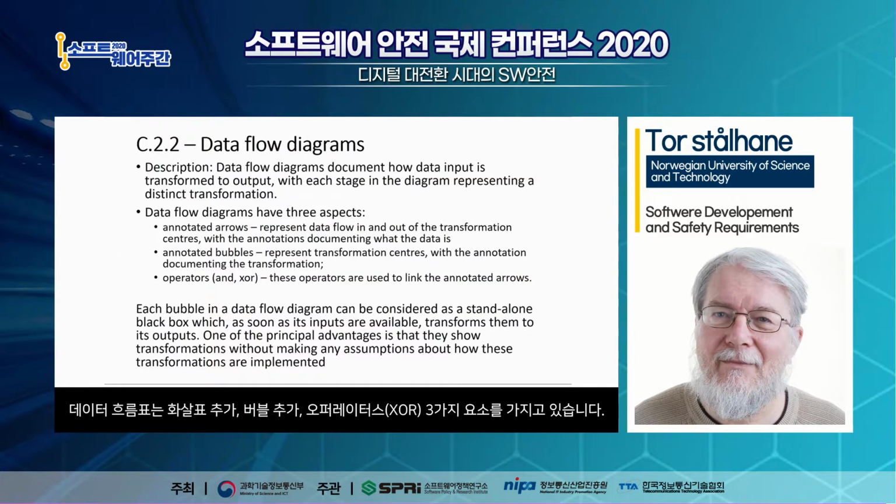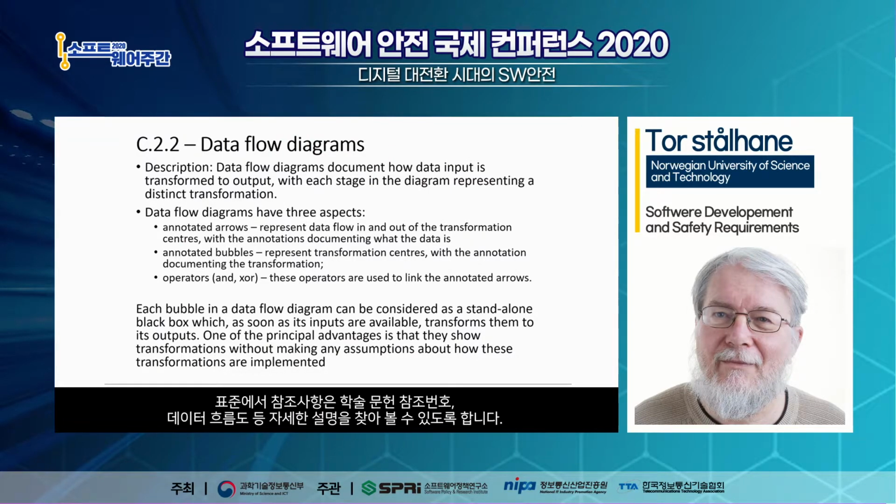So the description found in part 7 is a description of data flow diagrams, which have 3 aspects: annotated arrows, annotated bubbles, and operators, which are mostly AND or XOR or whatever. So each bubble in a data flow diagram can be considered as a standalone black box. And the reference in the standard will also contain references to literature on how to do data flow diagrams, and so on and so forth.